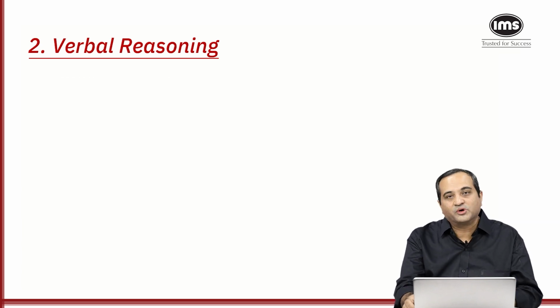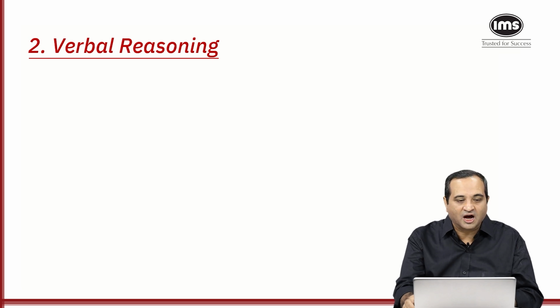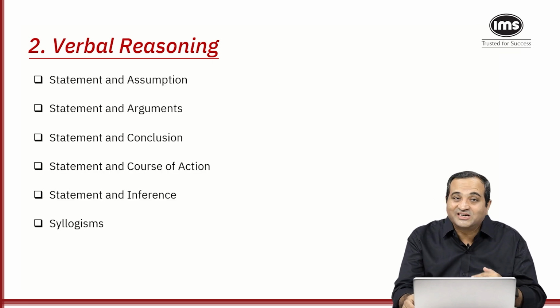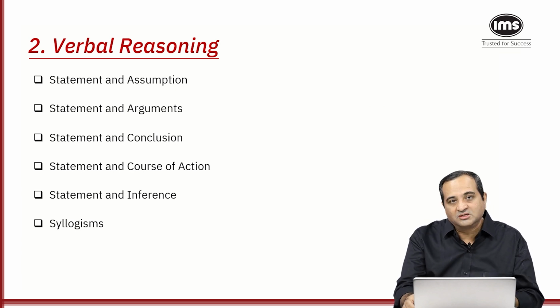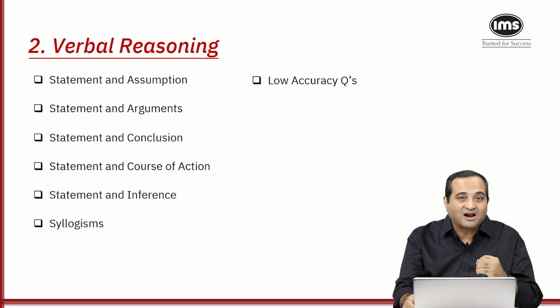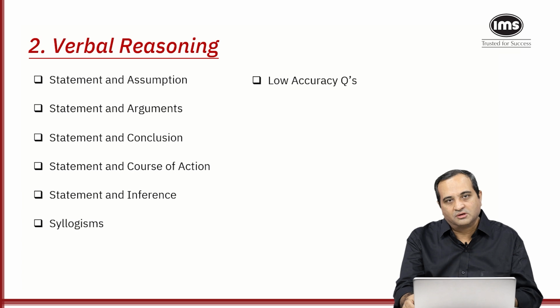The second type of questions is verbal reasoning. Under verbal reasoning, you get statement and assumptions, statement and conclusions, statement and course of actions, statement and arguments, and you also get something called syllogisms. Again, these types of questions are low accuracy questions. Why am I saying low accuracy? Because there is a little bit of dicey thinking in various parts of these questions.